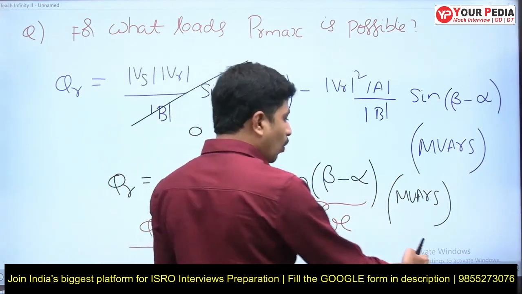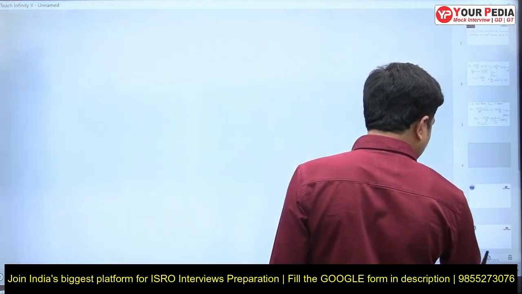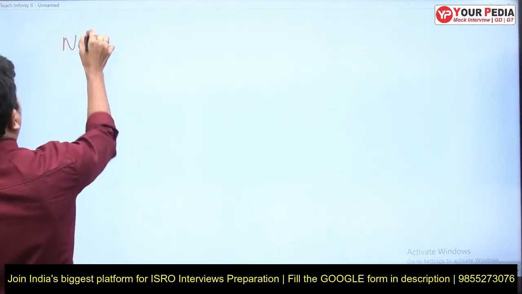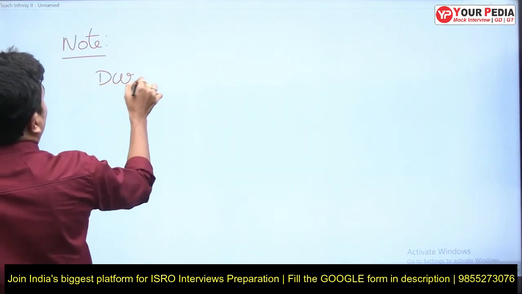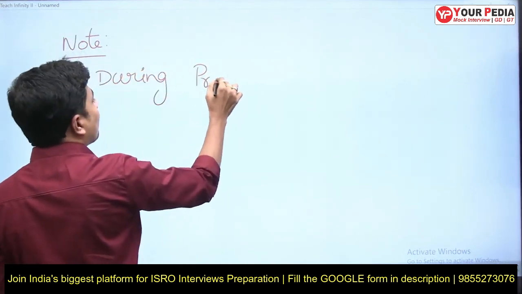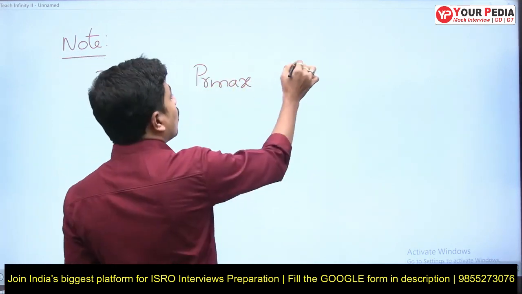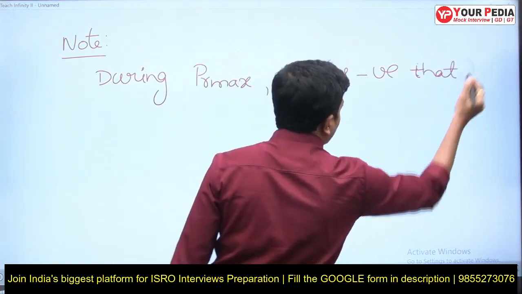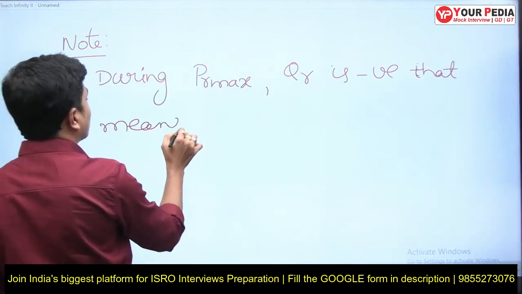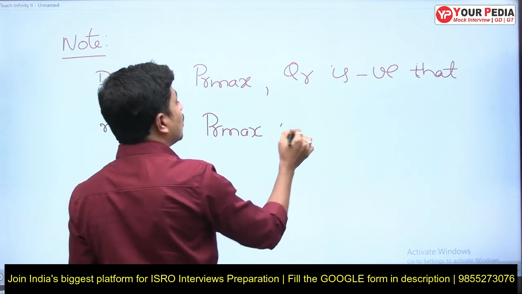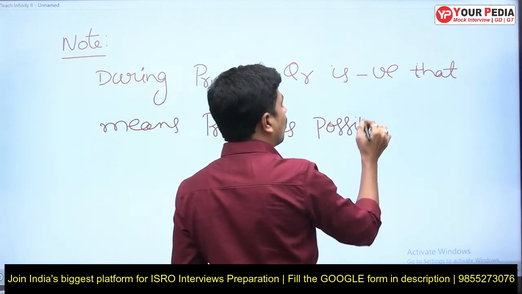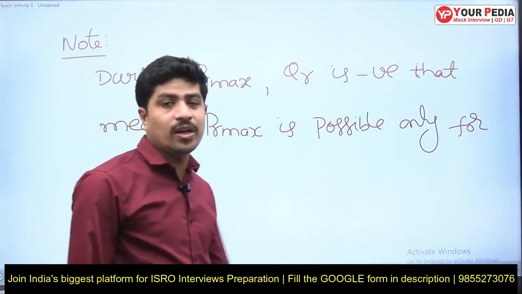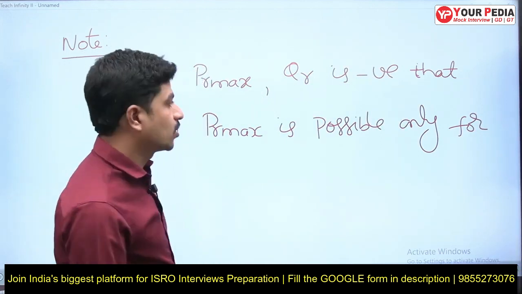Okay, so my final note point, one of the very important note points: during PR max, the maximum receiving end real power, QR is negative. That means PR max is possible only for leading loads.